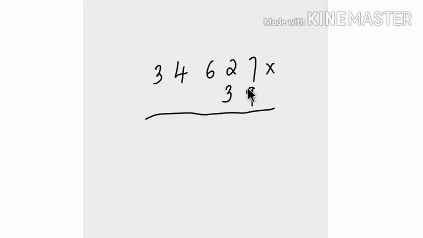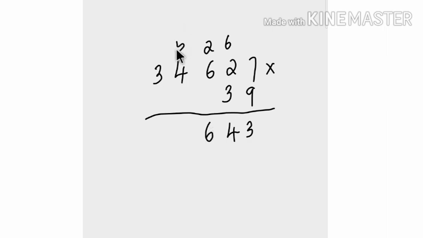Now let's multiply these two numbers. Firstly, we need to multiply 9 with the whole number. So 9 into 7, 63. Write 3 here and 6 as carry. 2 into 9, 18. 18 plus 6, 24. Write 4 here and 2 here. 6 into 9, 54. 54 plus 2, 56.